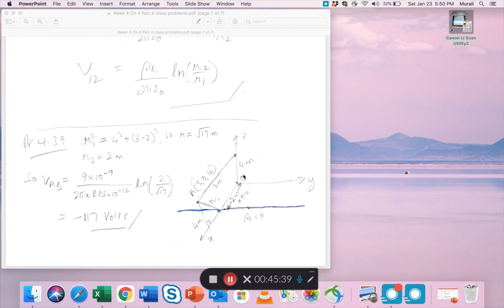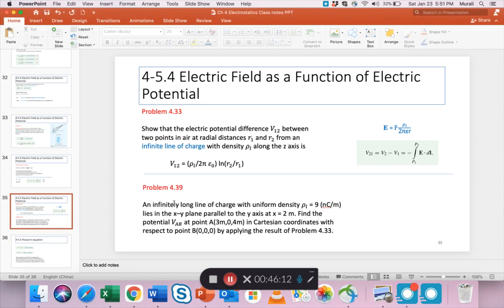So we are moving from 0 to A, but the line of charge is actually not on the z-axis, it's parallel to the y-axis. So see how that formula can be used. But you must be careful in finding r1 and r2, the magnitudes in particular. Then you substitute all that, and you should be able to get this value of minus 117 volts for VAB, which is the potential difference he's asking for.